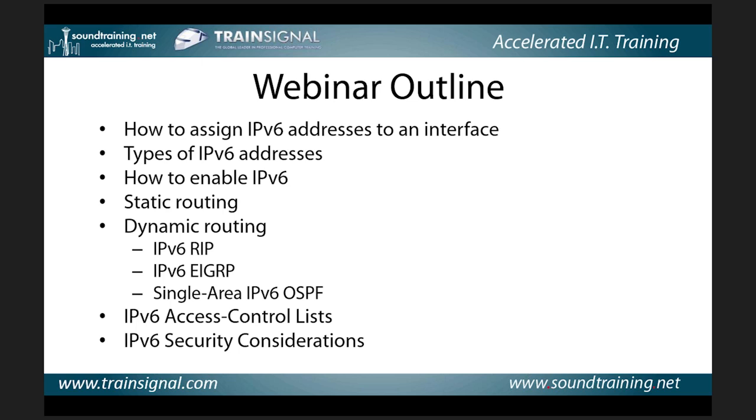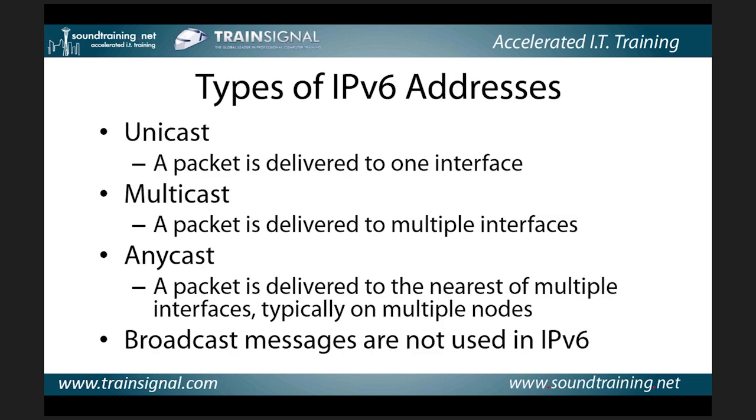As you can see, we've got a pretty aggressive agenda to cover in a fairly short period of time, so we're not going to go really deep, but I think that by the end of the webinar you should have a pretty good sense of how to implement IPv6 on a Cisco router. It's not terribly difficult, and we've also got some online resources to help you in the process down the road. Let's talk about types of IPv6 addresses.